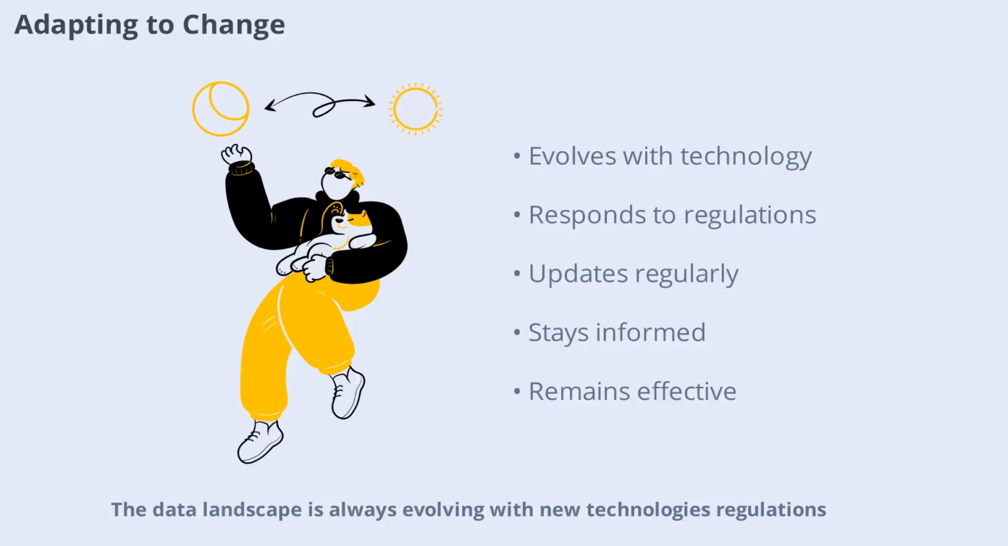The data landscape is always evolving, with new technologies, regulations, and threats emerging regularly. Data governance must be flexible and adaptable to keep up. Regular reviews and updates ensure that policies and processes remain effective. Staying informed about industry trends and best practices helps organizations stay ahead of the curve.